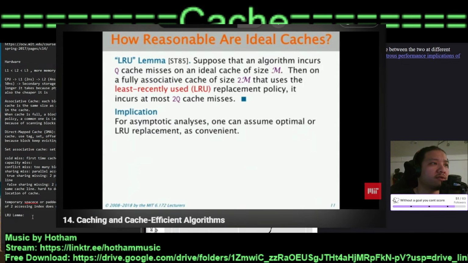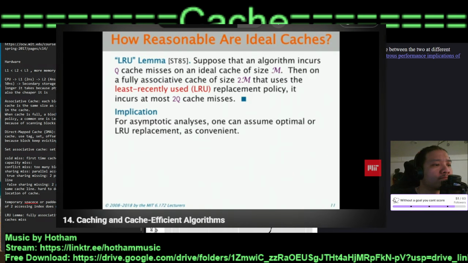Okay, so basically, a fully associative cache of size 2m with LRU incurs at most 2Q cache misses. Okay, so let's see what it means.